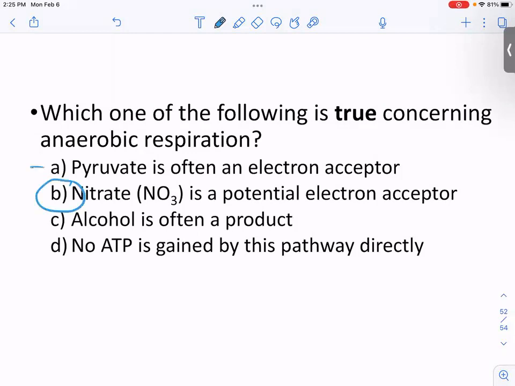The other three answers all describe fermentation. A lot of times, easy test questions for me to make are, in what pathway does this happen? So know the difference between fermentation and anaerobic respiration, what happens in the Krebs cycle, what happens in the electron transport chain, things like that.